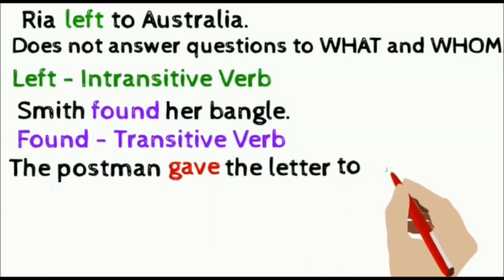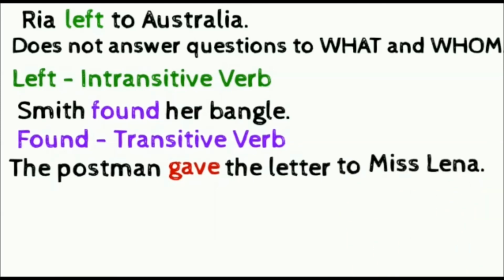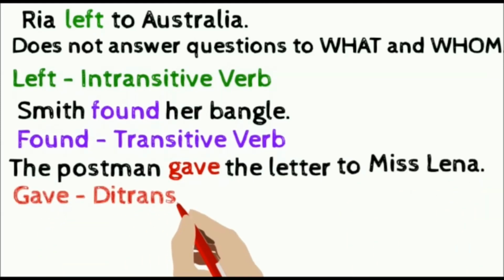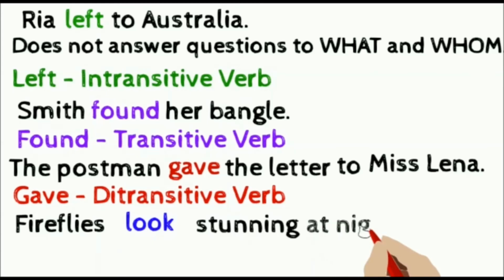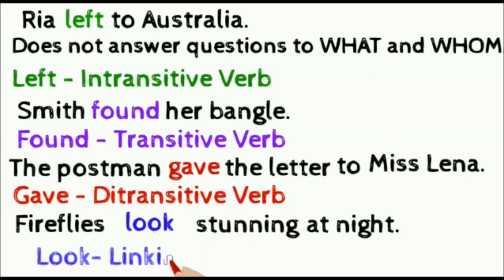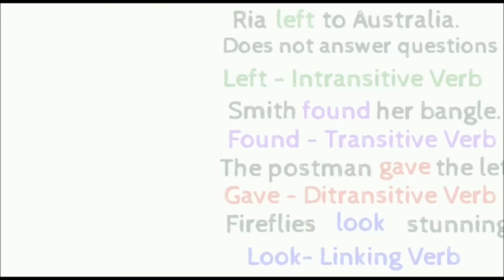The postman gave the letter to Miss Lena. Here the postman is the subject, gave is the verb, the letter is the direct object, to Miss Lena is the indirect object. Therefore, give is a ditransitive verb. Fireflies look stunning at night. Fireflies is the subject. Stunning at night is the complement, and the verb look is a linking verb as it connects the subject to its complement.